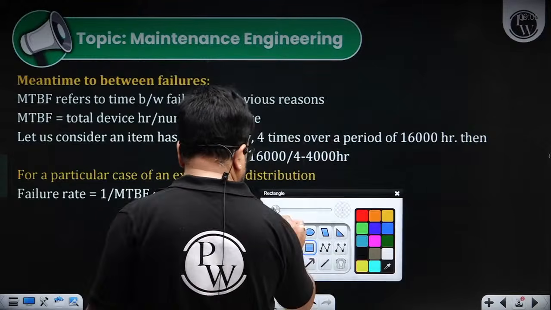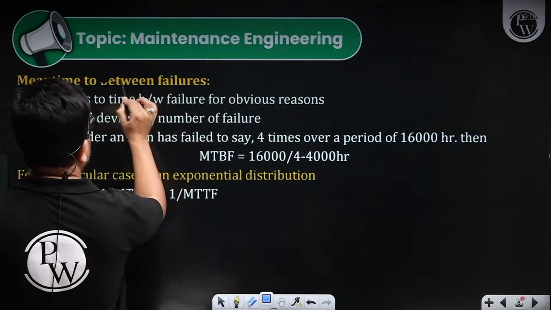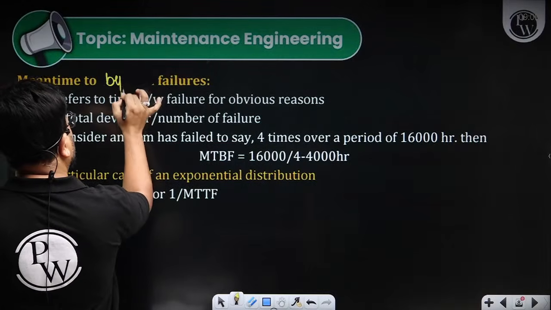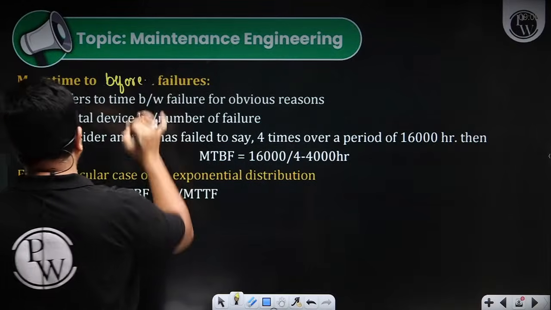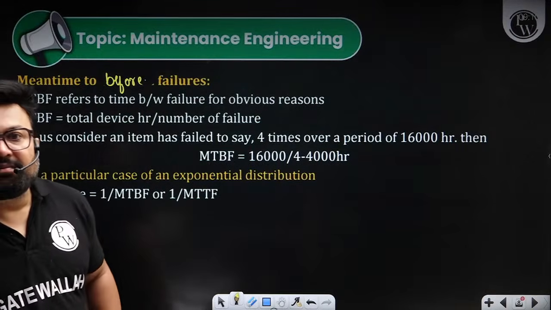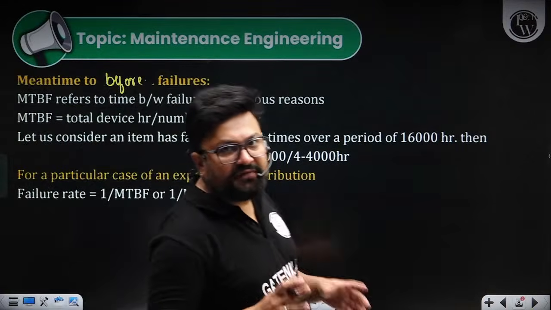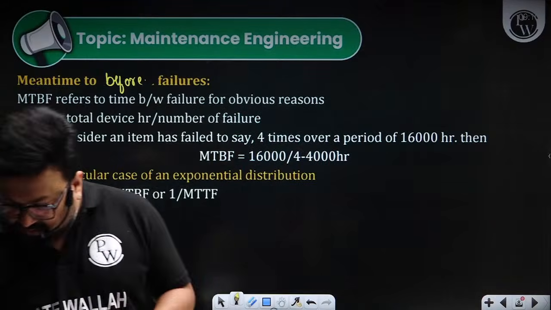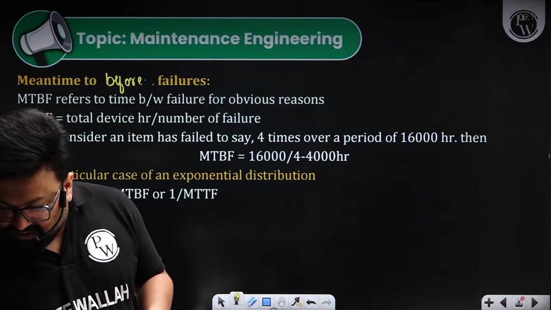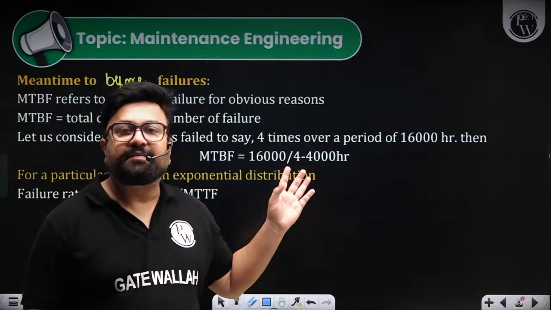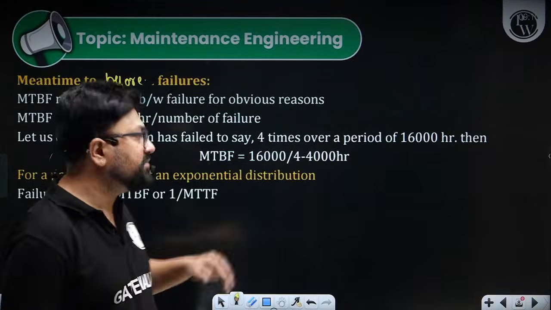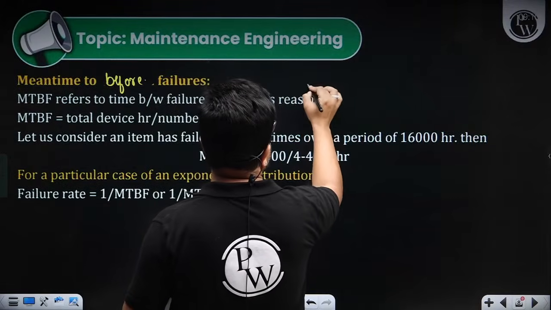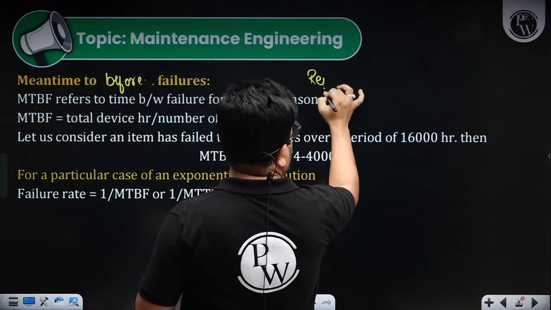Now mean time before failure. Let me write it again. Mean time before failure. It is before failure. Now what is mean time before failure? Mean time before failure refers to the time between failures, for obvious reasons. It is also calculated for a repairable item. This mean time before failure is calculated for repairable items.